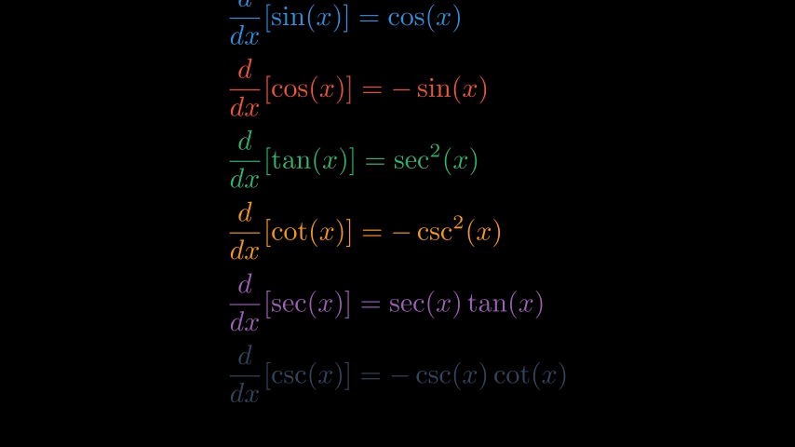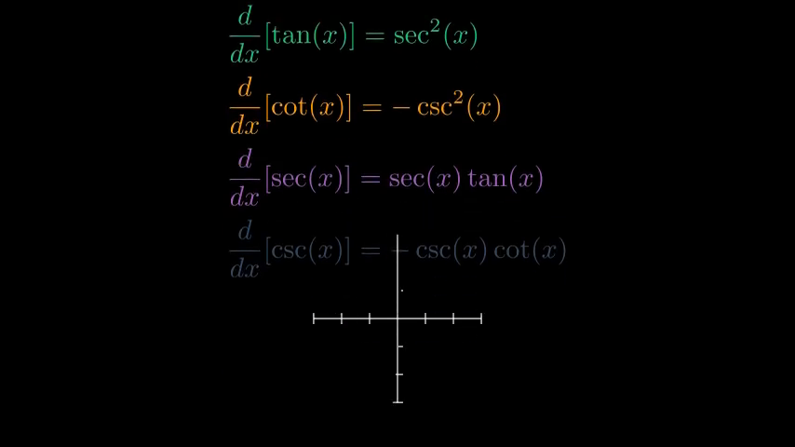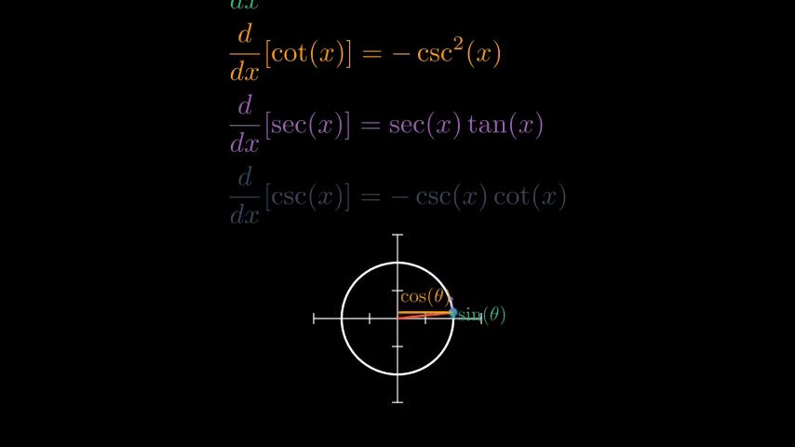The derivative of secant of x is secant of x times tangent of x. And the derivative of cosecant of x is negative cosecant of x times cotangent of x. These derivatives are essential to know and can be visualized on the unit circle. Let's see how the derivative of sine, which is cosine, relates to the rate of change of the sine function.